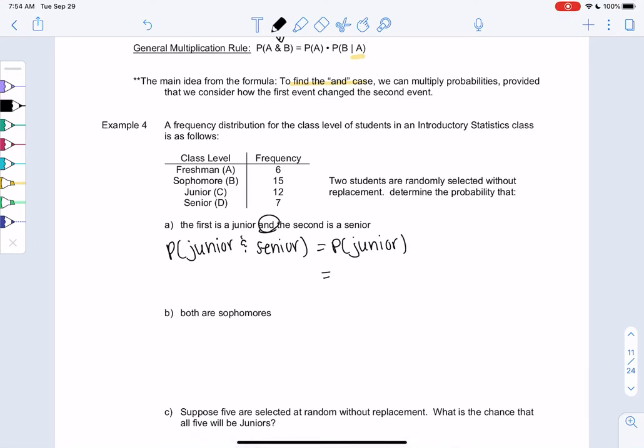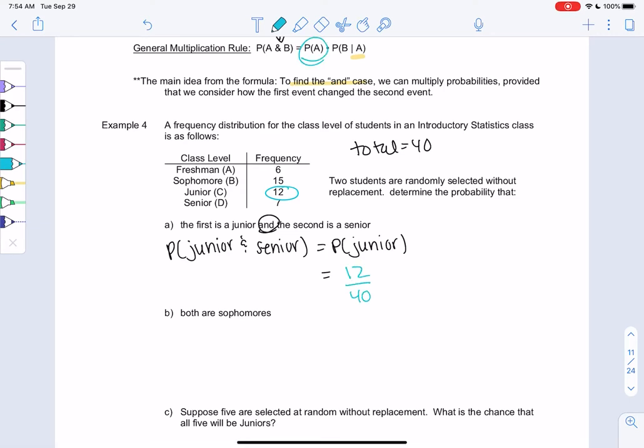So the probability of a junior would be 12, and then I don't think I found the total. So we just add those up and the total is 40. I just added up all the frequencies. So the probability of getting a junior is 12 out of 40. That's my P of A.